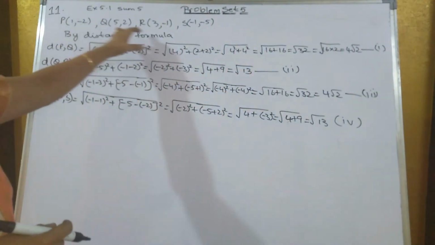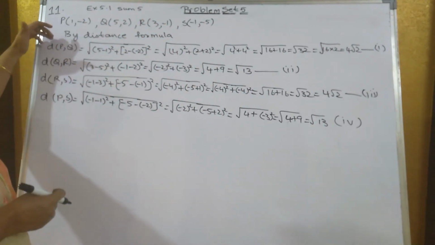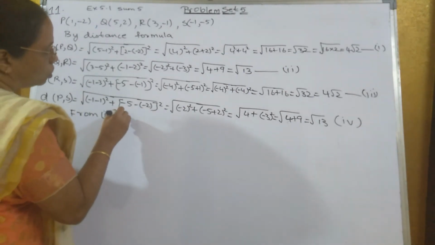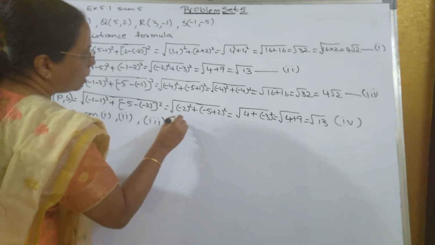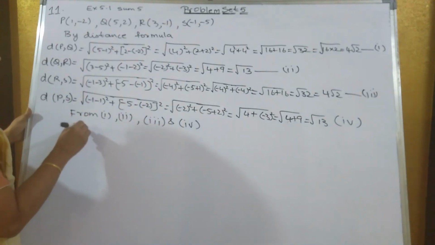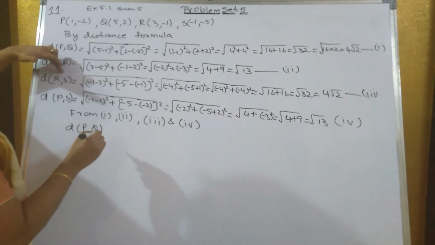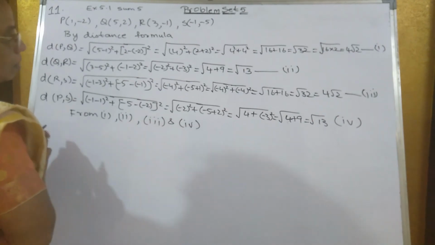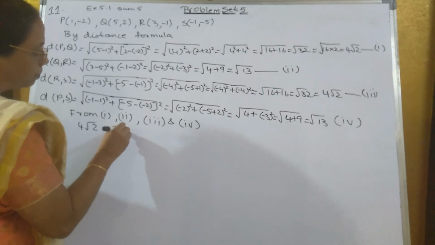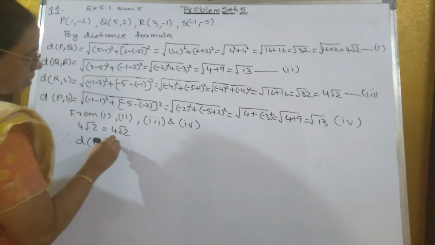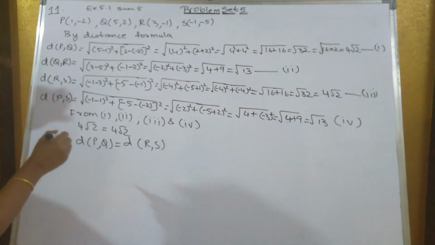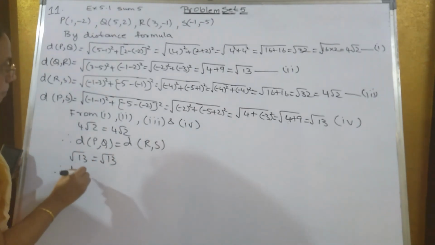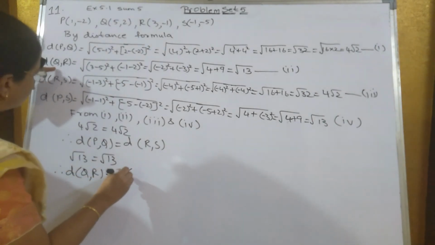Now in order to prove that they are the vertices of a parallelogram, we have to show that the two opposite sides are equal. Over here if you see, distance PQ and distance RS are the same. So from 1, 2, 3 and 4, you'll find distance PQ is equal to distance RS. First you write down 4 root 2 is equal to 4 root 2. Therefore, distance PQ is equal to distance RS. Similarly, root 13 is equal to root 13. Therefore, distance QR is equal to distance PS.